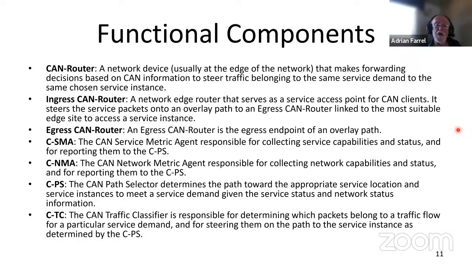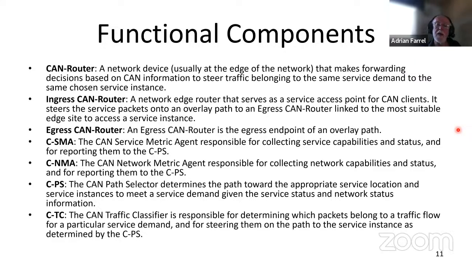So we start at the edge of the network, and we say, look, there are these network devices that make forwarding decisions based on CAN information to steer the traffic belonging to the same service demand towards the same chosen service instance. And we categorize those into ingress and egress CAN routers. So the ingress router is the edge router that serves as a service access point for a client, so that when a client comes along and says, I want a service, it goes to its ingress CAN router and says, please get me this service. And the ingress router is steering the packets onto an overlay path towards an egress router that provides access to the most suitable edge site to access a service instance. And this will become clear on the next slide where we have a picture.